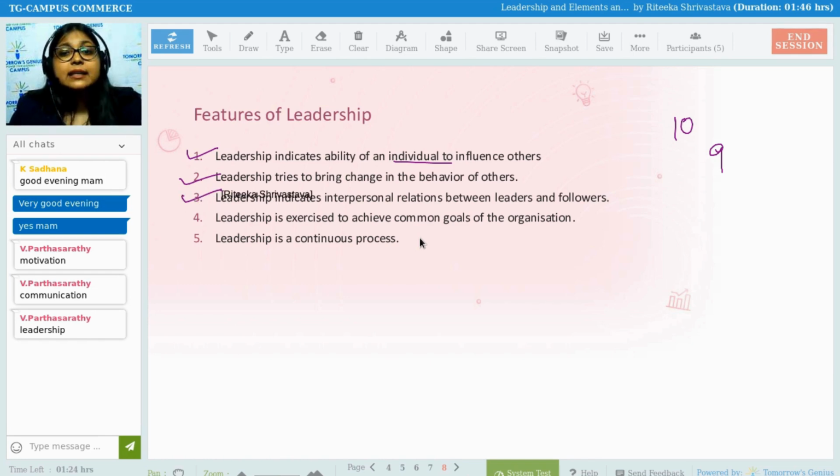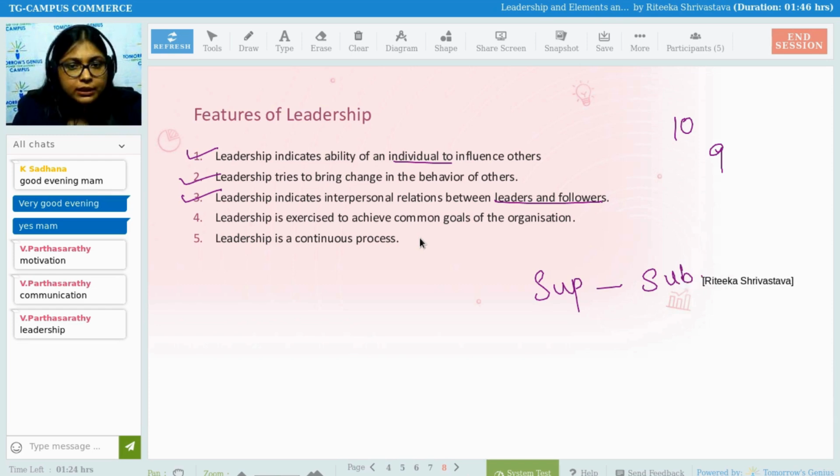Third, it says leadership indicates interpersonal relationship between leaders and followers. Leaders are nothing but your superiors. Followers are nothing but your subordinates. So how the relationship is between superior and subordinate will define the quality of leadership. How good a leader is, you can understand from the interpersonal relationship between superior and subordinate.